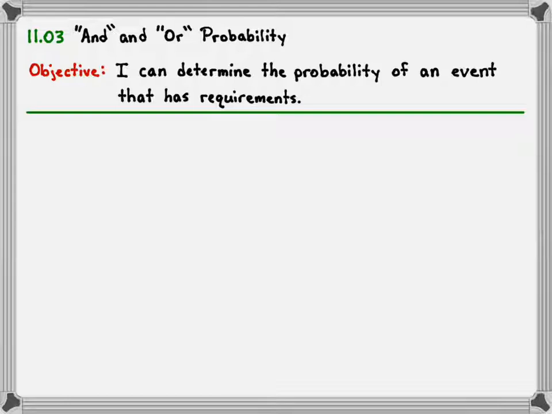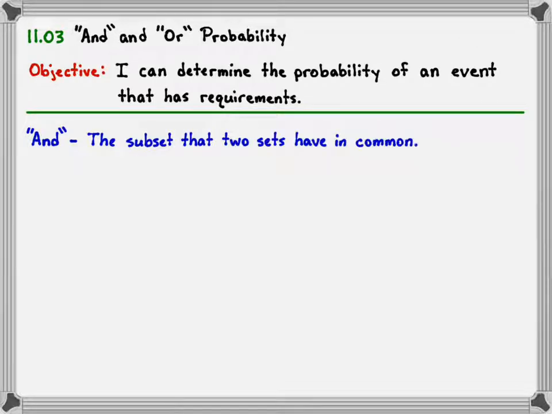The objective says I can determine the probability of an event that has requirements. So what does that mean? A requirement means that we are looking at not just a single event, we're looking at a composition or a combination of events. But before we get into that, let's talk about the word "and".